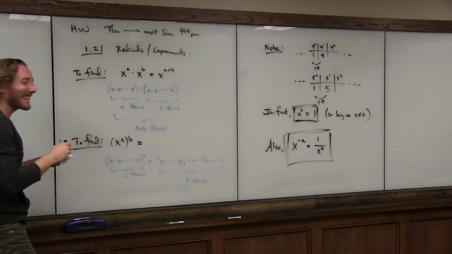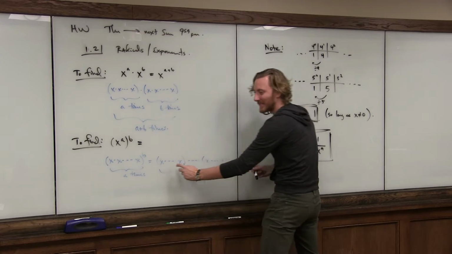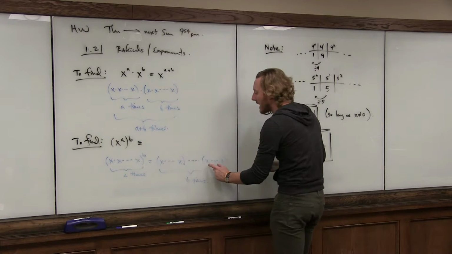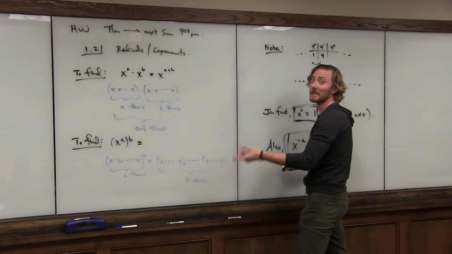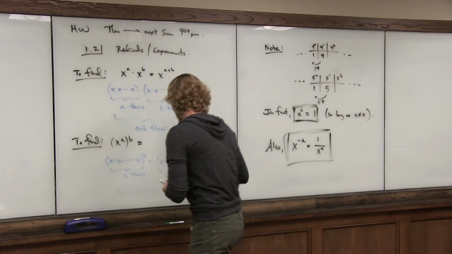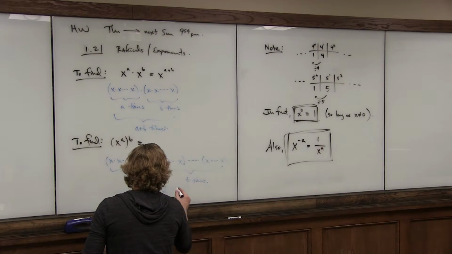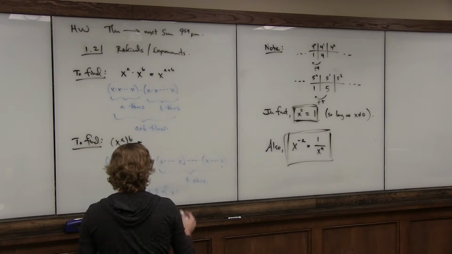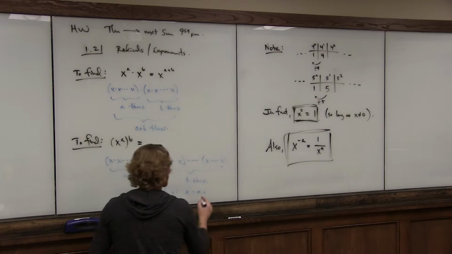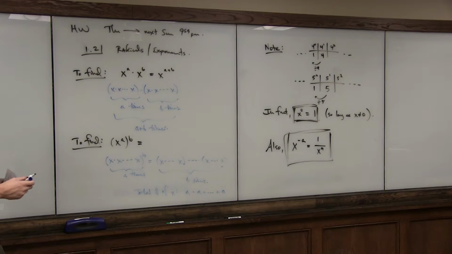Well, how many x's are there? There's an a's worth of x's in the first parenthesis, and an a's worth of x's in the second parenthesis, and an a's worth of x's in the next, down to the a's worth of x's in the b parenthesis. How many x's are there total? There's a in the first parenthesis, there's a in the second parenthesis, there's a in the b parenthesis.